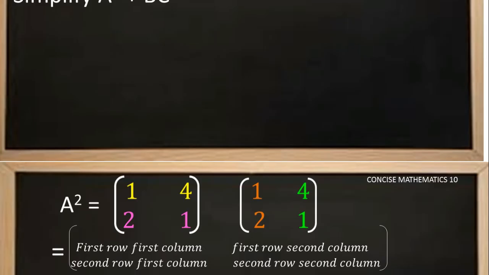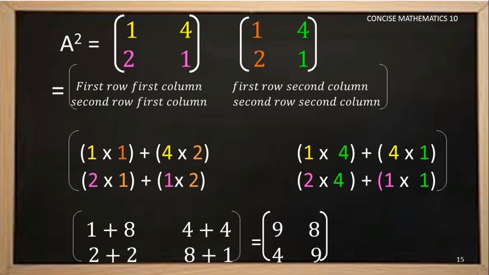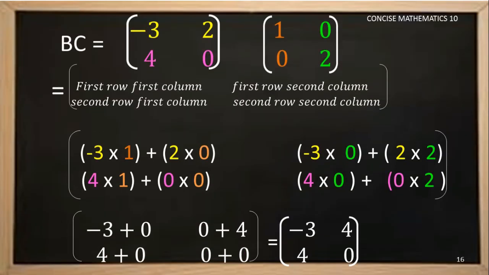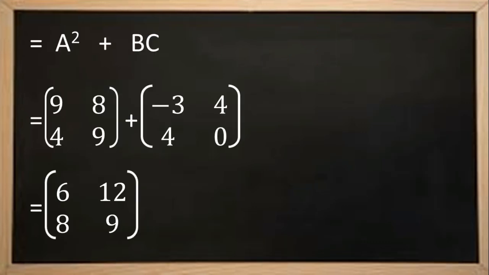So, as A is of the order 2 by 2, it results as [9, 8; 4, 9], that is the value of A square. Then B into C, both are of the order 2 by 2. So, it results as [−3, 4; 4, 0]. Then calculate its sum. A square plus BC is equal to [9, 8; 4, 9] plus [−3, 4; 4, 0]. Add the corresponding elements. 9 minus 3 is 6, 8 plus 4 is 12, 4 plus 4 is 8 and 9 plus 0 is 9. So, by this we have completed question number 15.